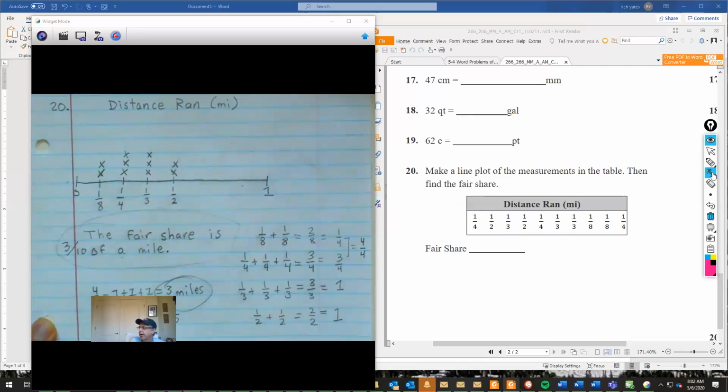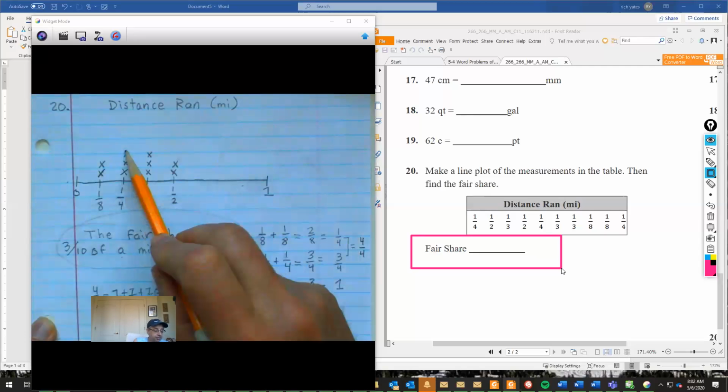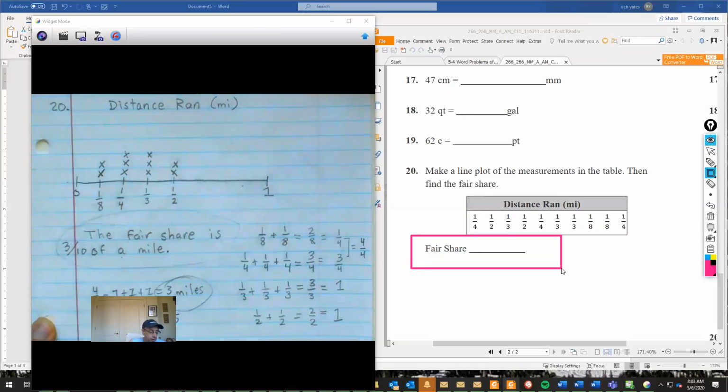The next thing I want to work on is, after I do my chart, I'm going to write out a fair share. Fair share just basically means if everybody got the same amount or did the same amount of distance. So we have about 1, 2, 3, 4, 5, 6, 7, 8, 9, 10. We have 10 people that ran. The fair share would be if everybody ran the same distance. You would be able to figure that out by doing this. You're going to add all the fractions up first and then divide them by the number of people total.